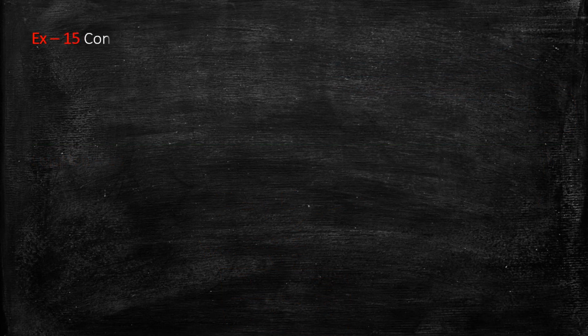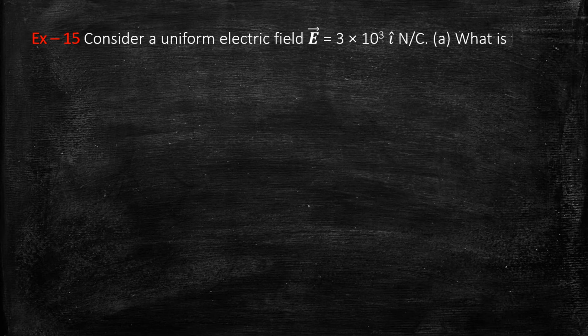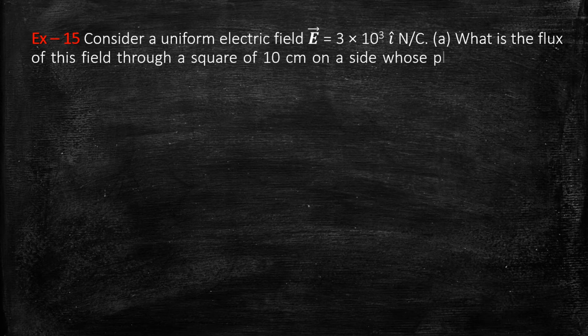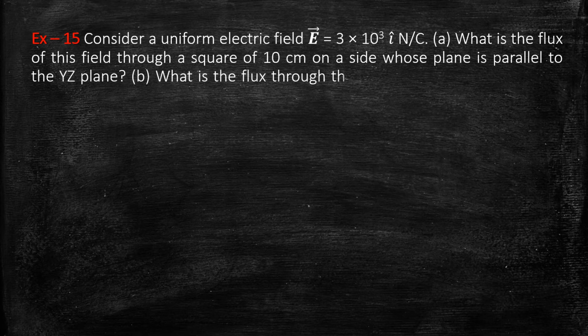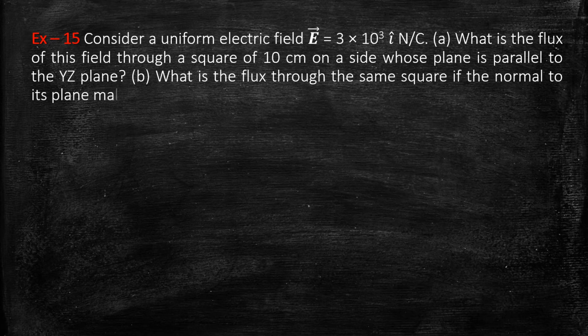In the 15th one, we are asked to consider a uniform electric field E with 3 into 10 raised to 3 Newton per Coulomb intensity in the positive x direction. What is the flux of this field through a square of 10 centimeter side length, which is along the YZ plane? What is the flux through the same square if the normal to its plane makes 60° with the x-axis?